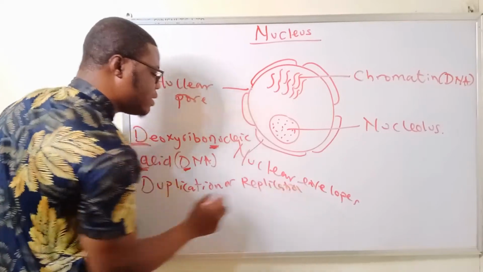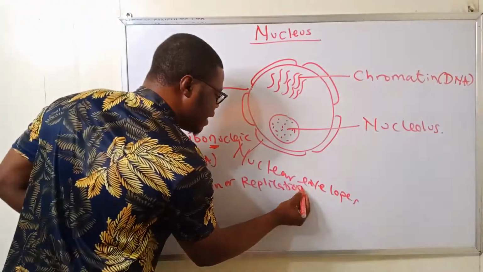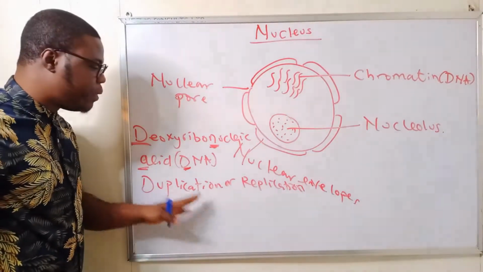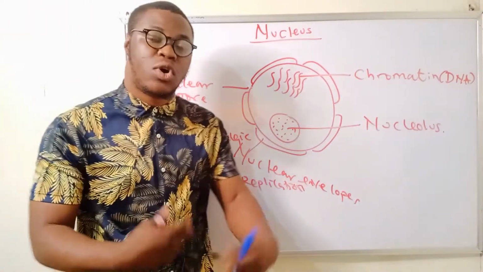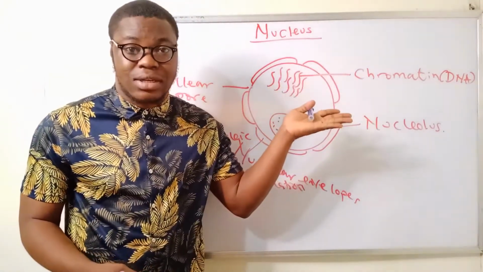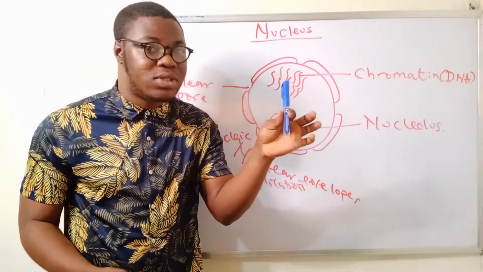What is the meaning of this? It means anywhere in the cell that you find DNA, that thing is going to be duplicated. Duplication or replication means forming copies, like photocopies. If I have this one marker now and then it turns to 10 inside the cell, it means this marker has DNA.